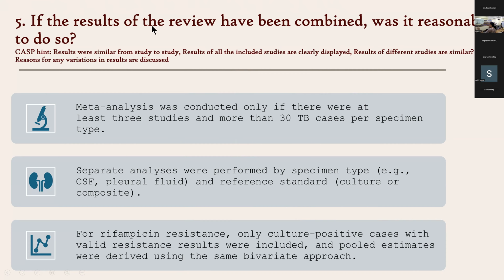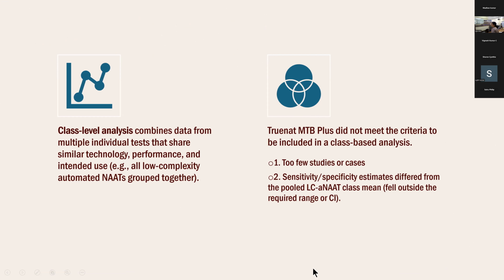And they gave you separate specimens. It's not like they pooled all extrapulmonary TBs together and said whether you did CSF or you did bone TB, one same sensitivity. They've actually given it to you separately. And based on reference standard also, composite outcome versus microbiology, they've given you separate outcomes. And for rifampicin resistance, they only looked at true culture positive cases on which they could do the testing. So I think it was reasonable how they have combined it.